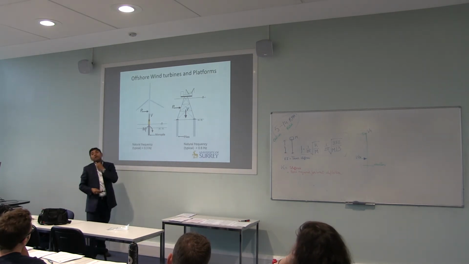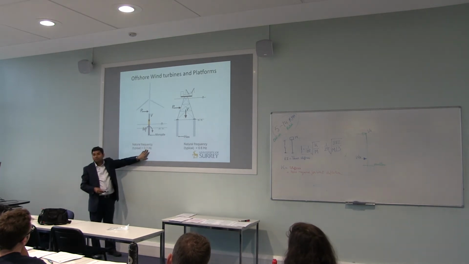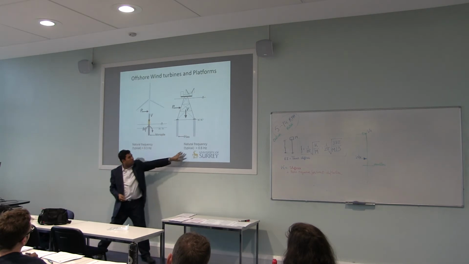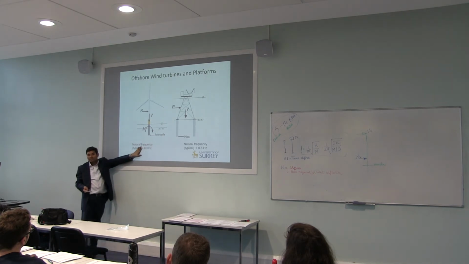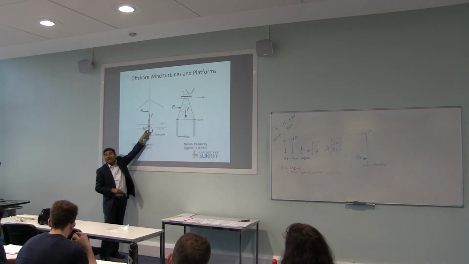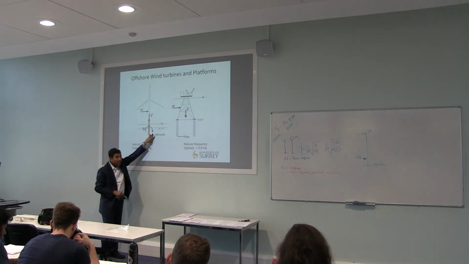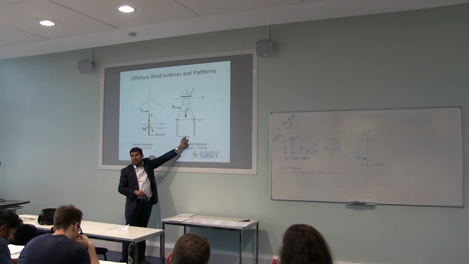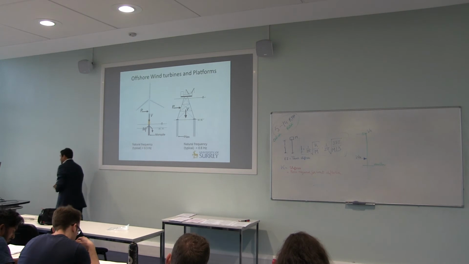Another big difference is the frequency of this structure is around 0.3 hertz, and this one is more than 0.6 hertz. The wave frequency is 0.1 hertz in the North Sea, so there you are far away from resonance, but here you are a bit close. So this gives another big difference, that they are sensitive to dynamics. Dynamics is a very important thing to consider in this design, and there it is not. So here are the main differences in these two types of structures.